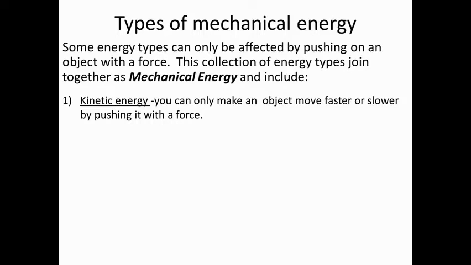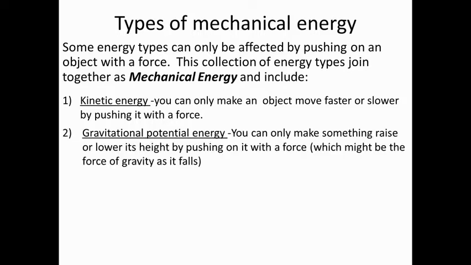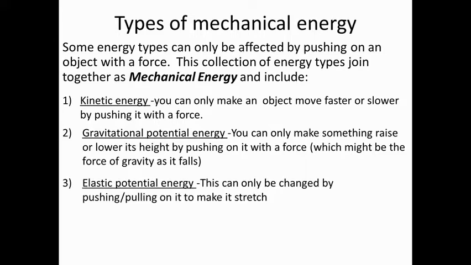You can only make something move faster or slower if you push on it to make it speed up or slow down. Gravitational potential energy, you can only make something gain or lose gravitational potential energy if you change its height, which can only be done by pushing on it with a force to raise it, or, for example, with gravity in order to lower it. And then elastic potential energy can only be changed by pushing or pulling on a stretchable object in order to make it stretch. And so we can take a look at the formula for this.